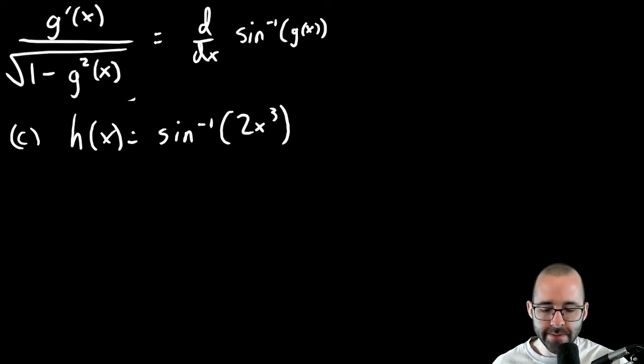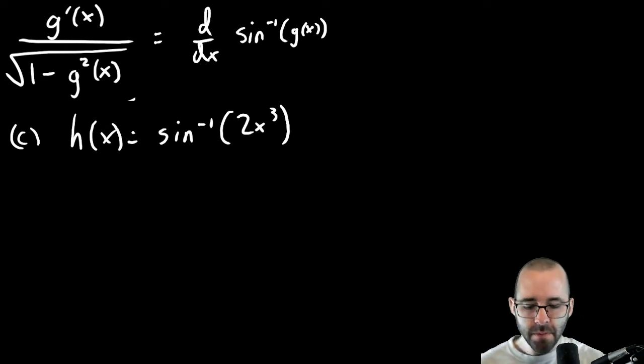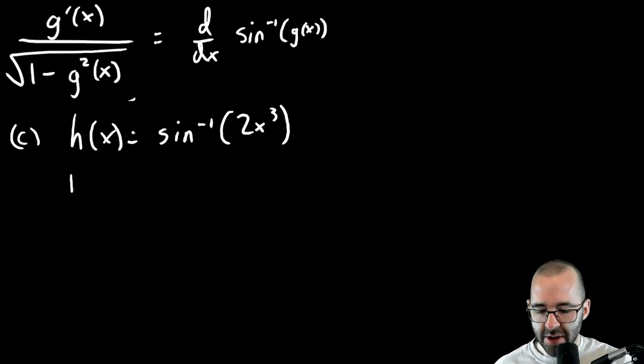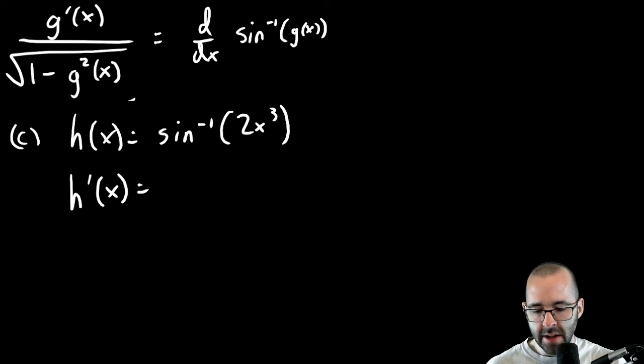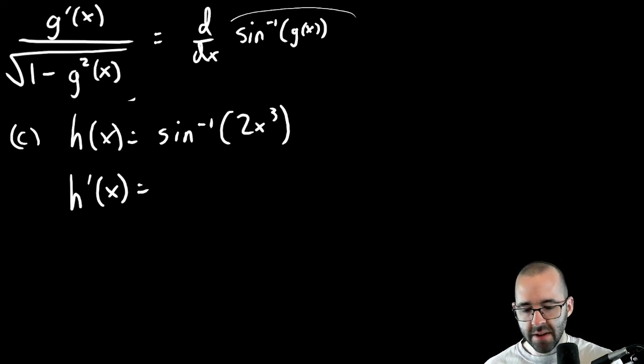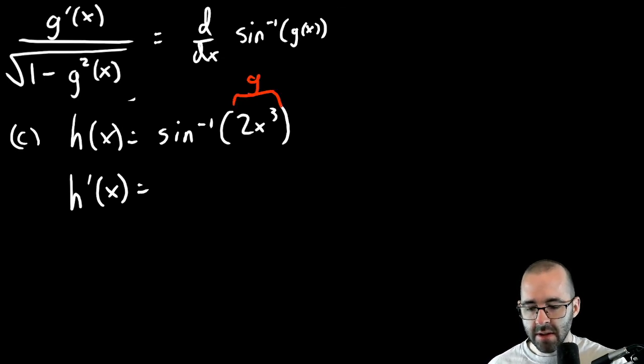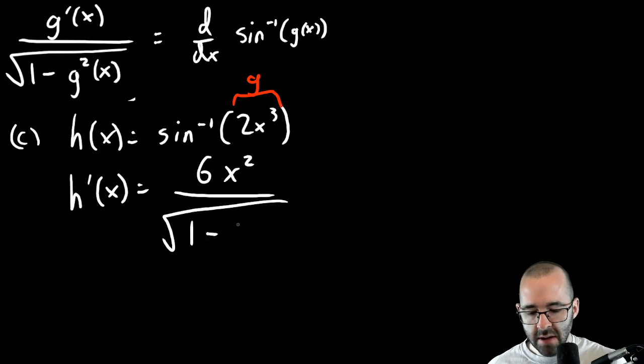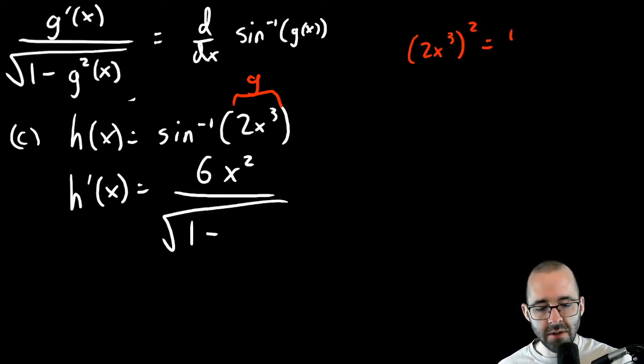But yeah, you could do it either way. Let's use the formula. We've got it, may as well use it. So the derivative of sine inverse of some function g, this is our g here, is going to be g prime, which is 6x squared using the power rule, divided by the square root of 1 minus g squared. Well, what is g squared? 2x cubed squared. That's a monomial, so you have to square each part. That's 4x to the 6th.